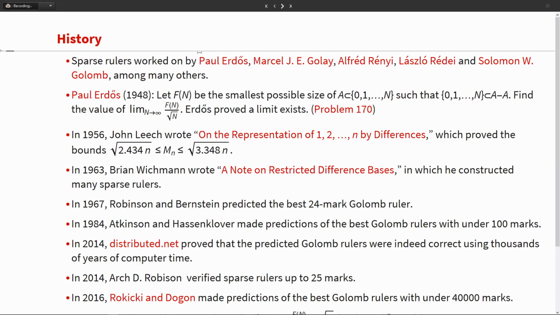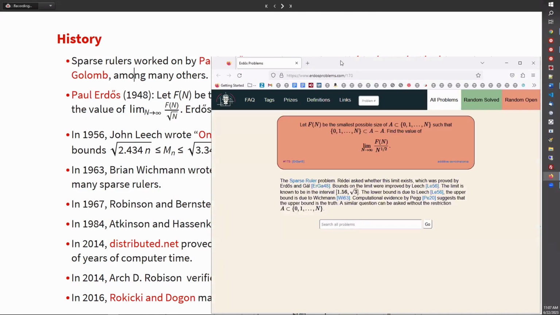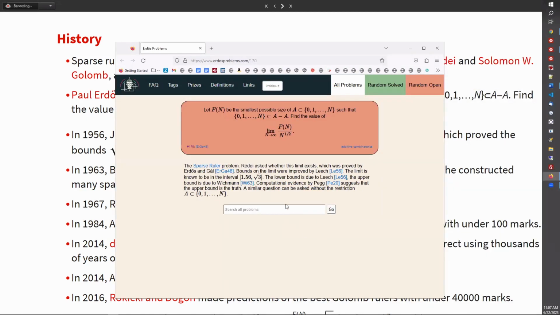Here's a bit of history on the problem. Sparse rulers were looked at under a different name originally, and Paul Erdos managed to prove that a limit exists for the number of marks based on the square root of the length. I think we can show this here. Let's see. Here's Erdos' problem, number 170, the sparse ruler problem. This is at erdosproblems.com.